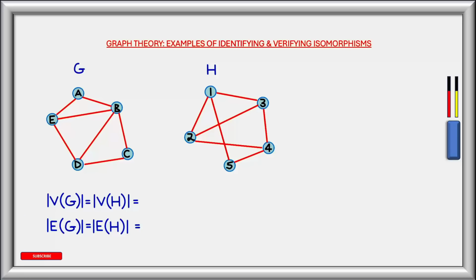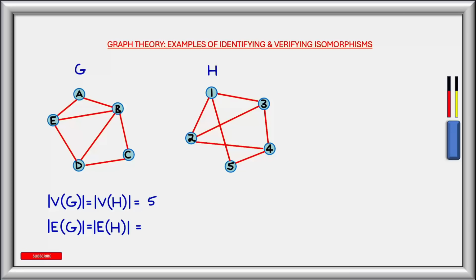So our first test is to check that they have the same number of vertices and the same number of edges. So in graph G, we have 1, 2, 3, 4, 5 vertices. And in graph H, we have 1, 2, 3, 4, 5 vertices. So therefore, each graph has 5 vertices. The number of vertices in each graph is equal.